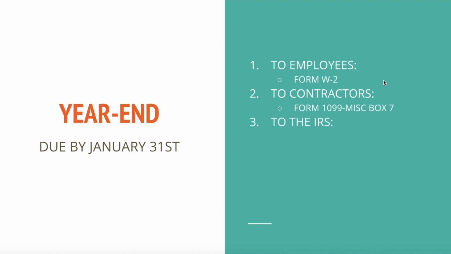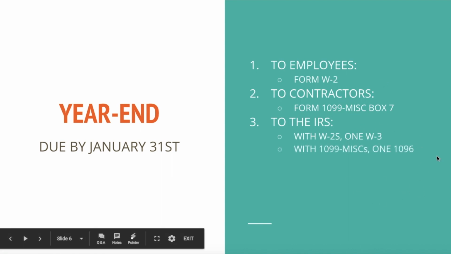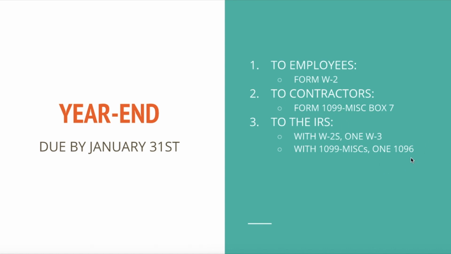And when you send these off to the IRS in a paper format, you include these transmittal forms. These won't really affect you since you're doing them virtually through Gusto anyways, but it's worth mentioning in case you ever hear of them, that all W-2s are sent with one W-3 that summarizes them, and same thing for the 1099s with one 1096.